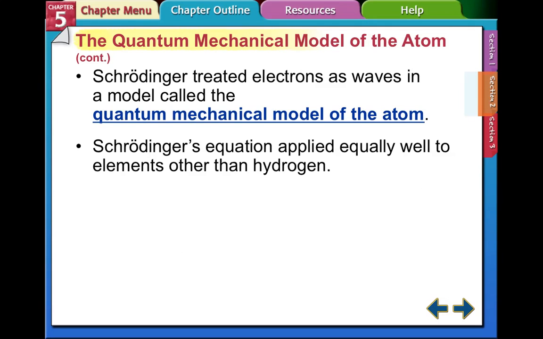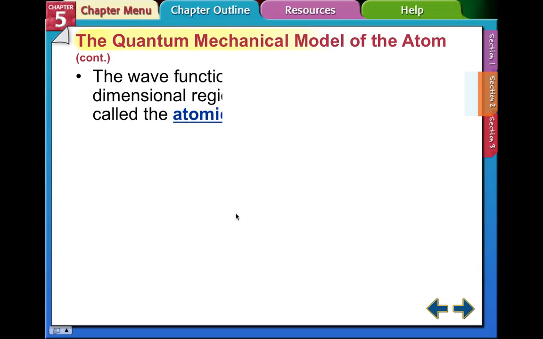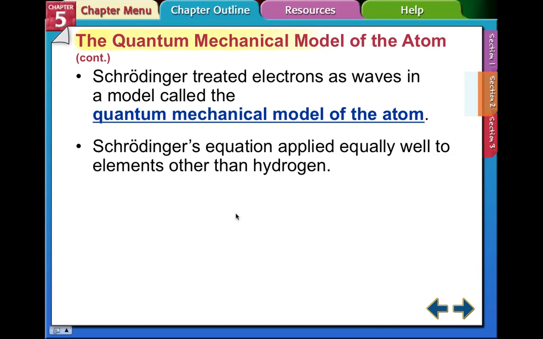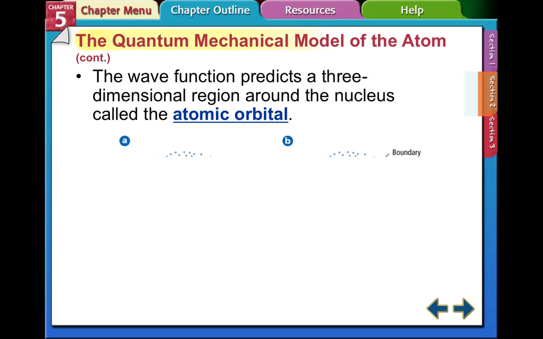Schrödinger treated electrons as waves in his model called the quantum mechanical model of the atom. I know that's a really big name. Okay, so we have his equation. Schrödinger's equation applied equally well to all the elements rather than just hydrogen. It included hydrogen, but it included the other elements as well.